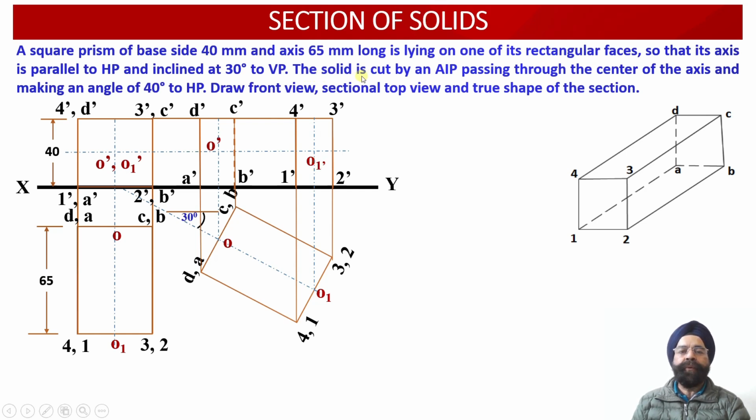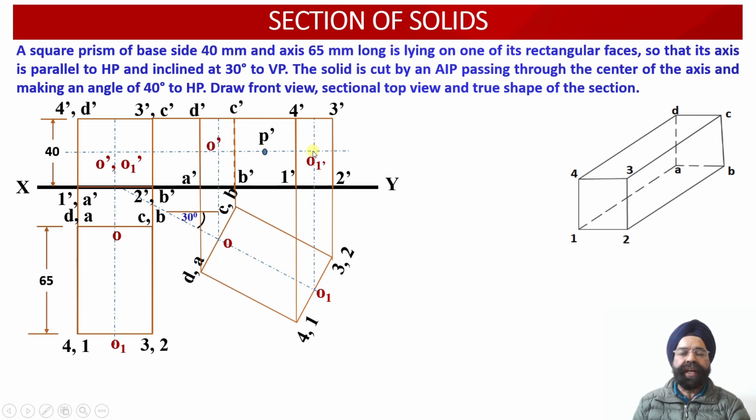we know that in the second iteration, we have been provided with the information that this inclined solid is cut by an auxiliary inclined plane passing through the center of the axis, and this AIP is inclined at an angle of 40 degree with respect to the horizontal plane. So now the midpoint of the axis, we need to evaluate in the front view projections over here. This point we have labeled as point P dash over here. So point P dash is the midpoint of the axis length which is appearing to us in the front view projections.